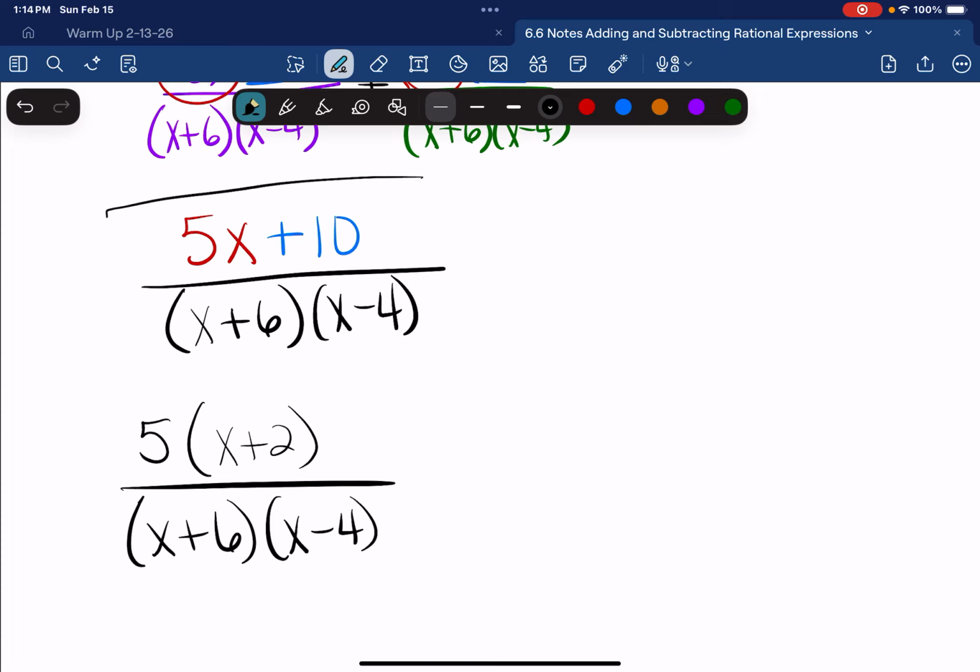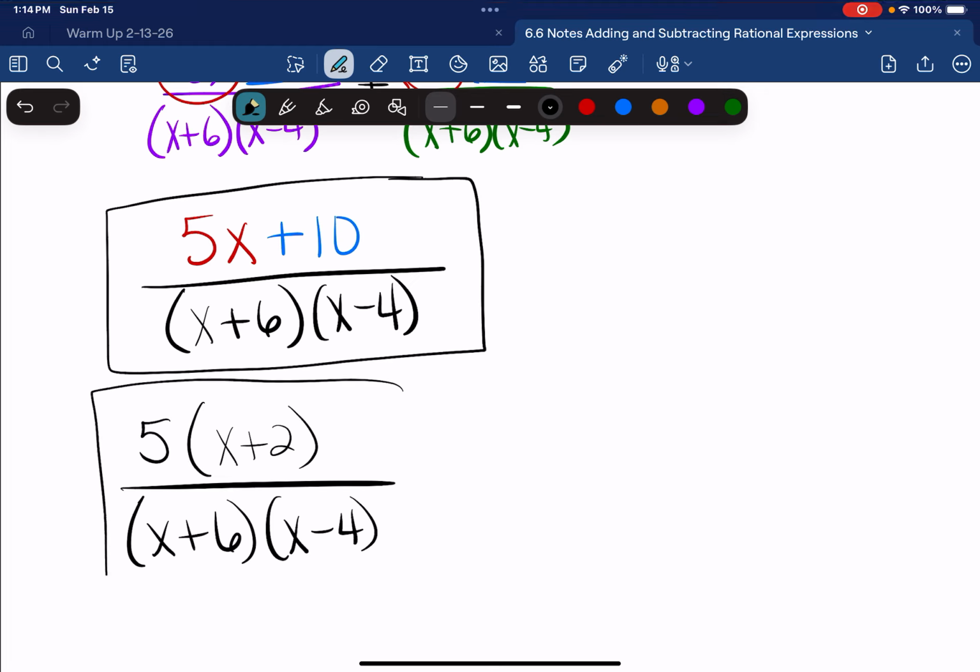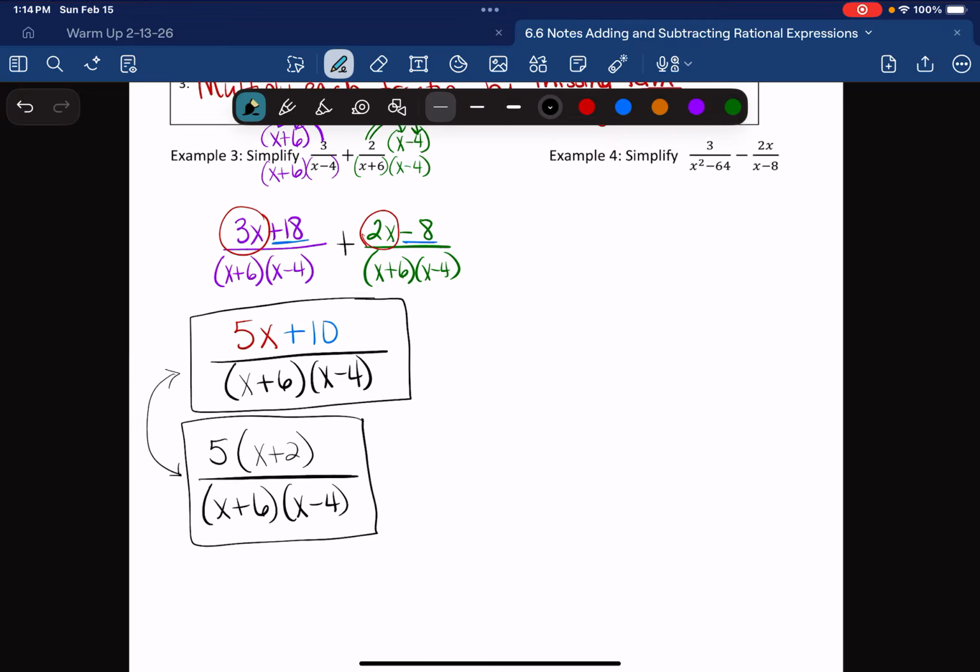So this right here is an answer. And we went ahead and we factored our numerator just to see if anything else could reduce, but it doesn't. So they are the same exact value. Okay, either of these answers will suffice. Okay, let's look at one more example.